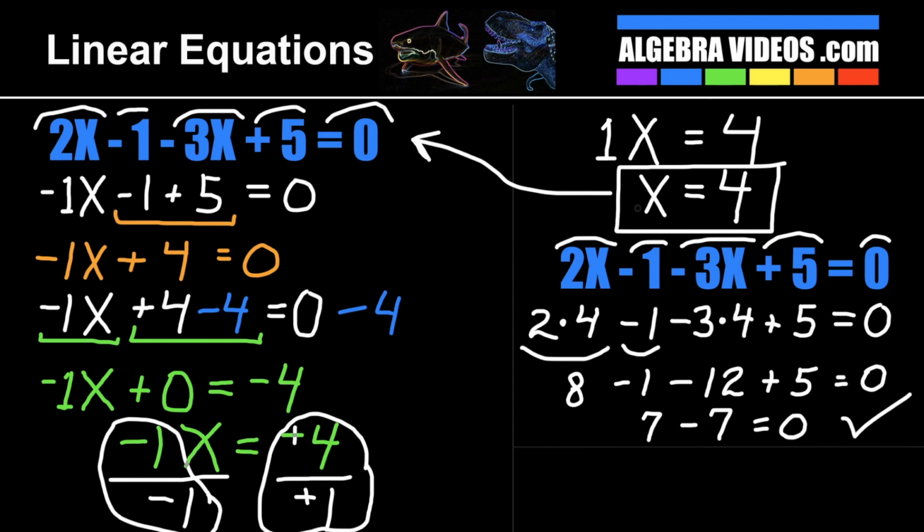So now we know that plugging the solution of x equals 4 back into the original equation produces something that is true, the same thing on both sides, 0 on both sides. And that tells us that our solution of x equals 4 was correct. And I'm going to give us an A+.